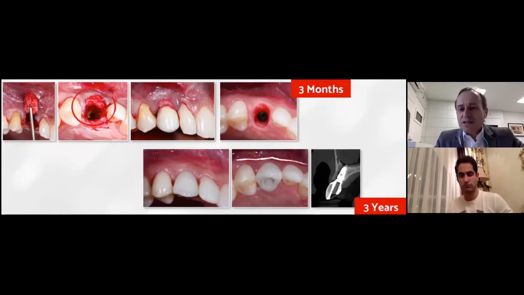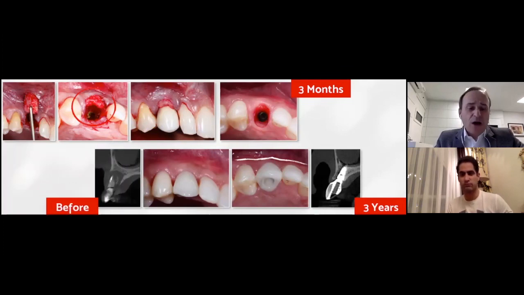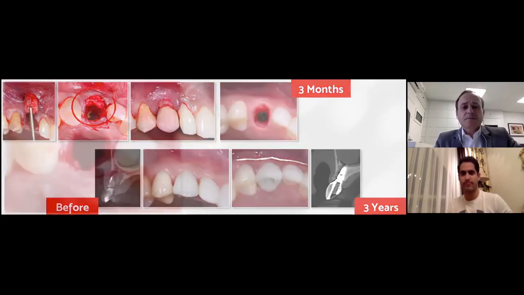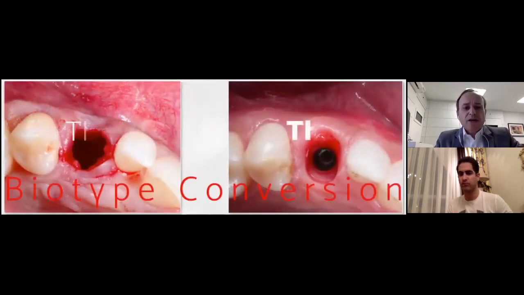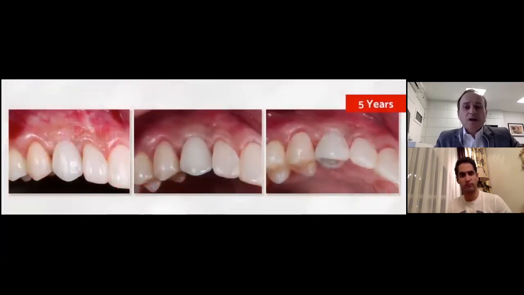This is the CBCT scan that was taken after 3 years. Make a comparison of how everything started. And now before and after, and again, we have here the biotype conversion. We started with an extremely thin periodontal biotype, and now we have a thick biotype. So this is the follow-up after 5 years.